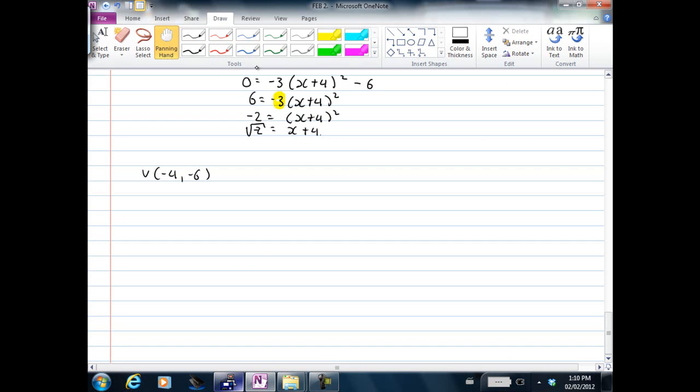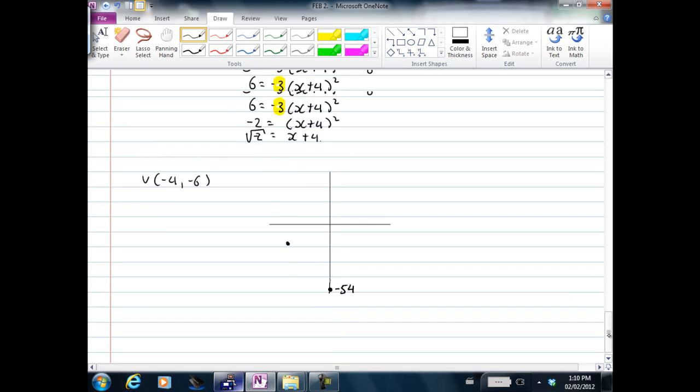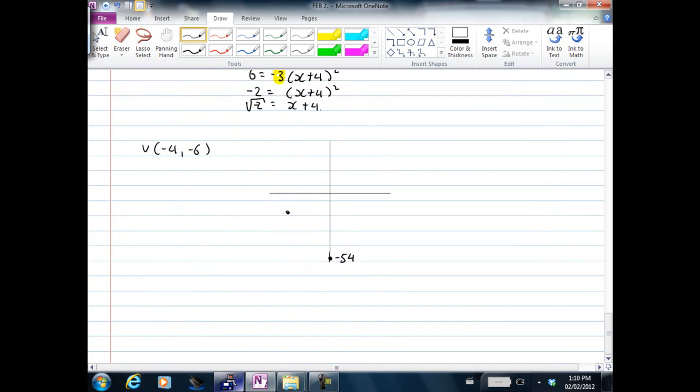Finally, my sketch. When you sketch this out, I have my y-intercept now. So let's be a bit more accurate this time. Negative 4, negative 6, I'm going to say is right around here, maybe. My y-intercept is going to be at negative 54. Since I don't have a proper grid, I'm going to play the guessing game. And I'm going to go ahead and draw a very nice sketch. And that's what my graph looks like. This is how we find the x and y intercept.